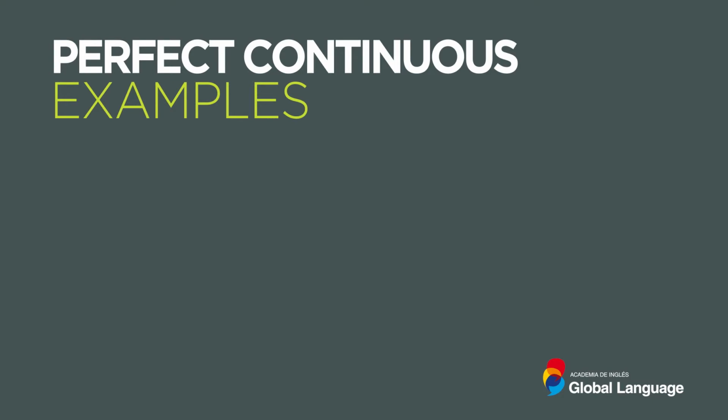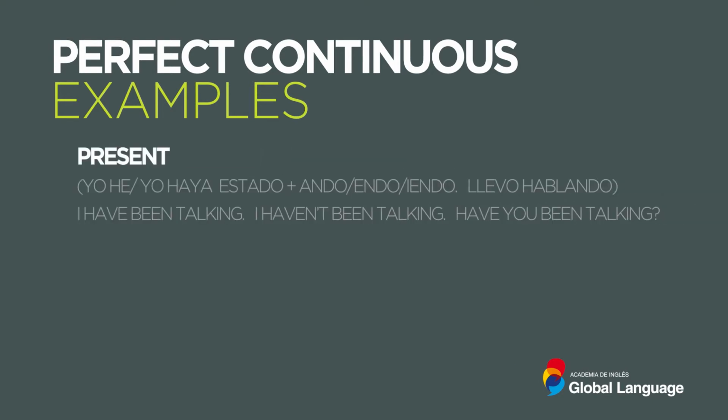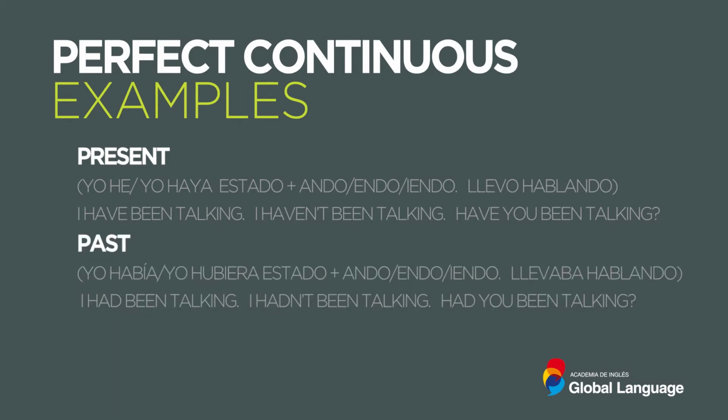Perfect continuous examples. Present. I have been talking. I haven't been talking. Have you been talking? Past. I had been talking. I hadn't been talking. Had you been talking?